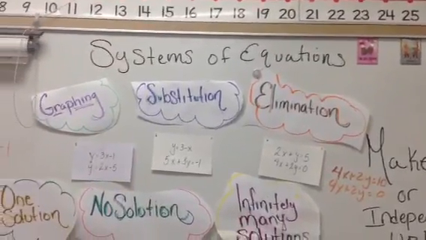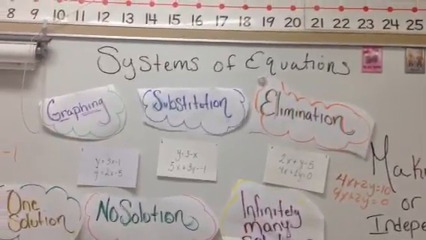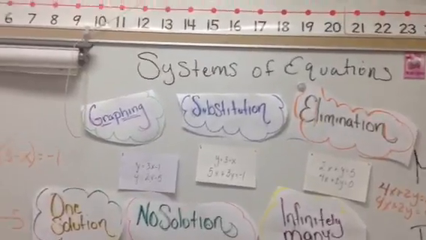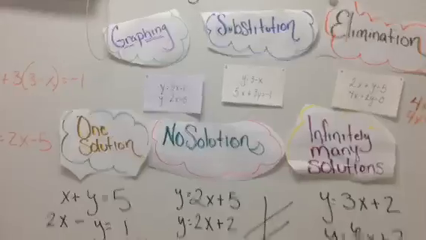Putting it all together, solving systems of equations. So far, during Chapter 5 and in Unit 3, we've learned 3 different ways of solving systems by using graphing, substitution, and elimination. Let's look at each one.